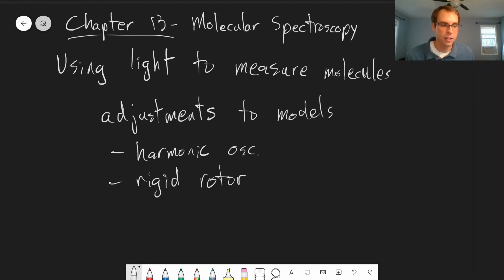So in the next video, we'll talk about how we can use different types of light to measure different types of energies in molecules.